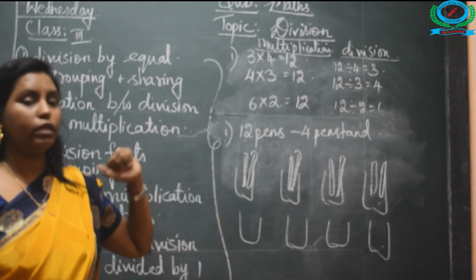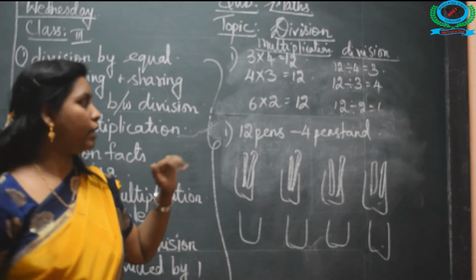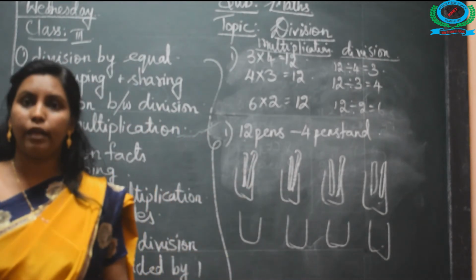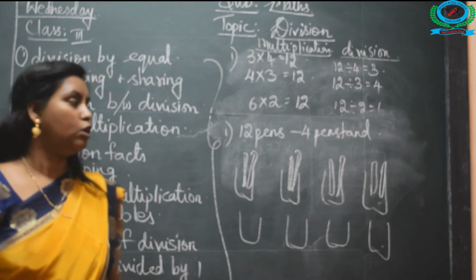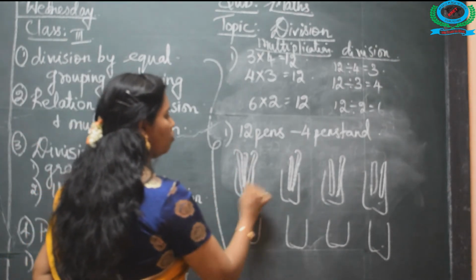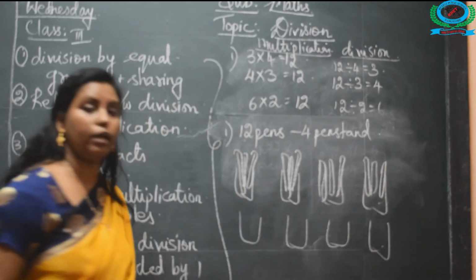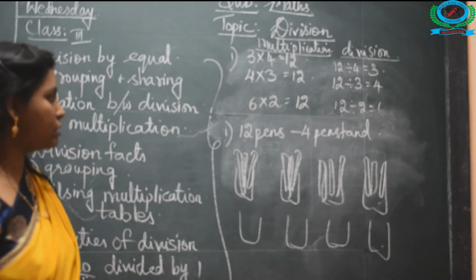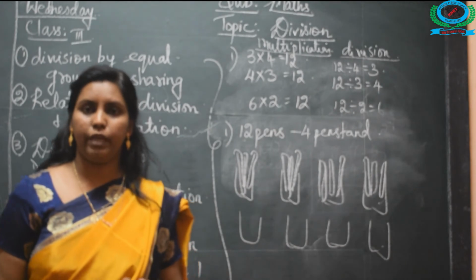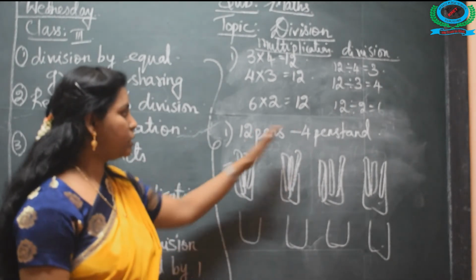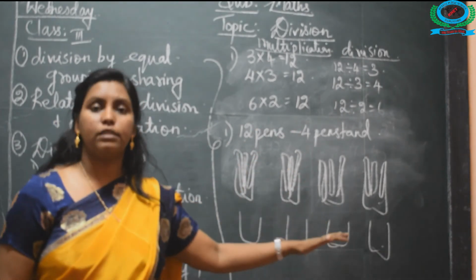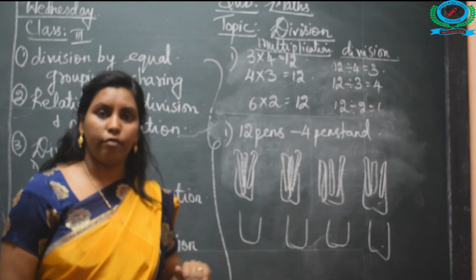So what is remaining now? 12 minus 8, again 4 is remaining. So 4 pens are remaining. That also we will divide here. 1, 2, 3, 4. So now each stand gets 3 pens each. Each pen stand has got 3 pens. Like this we have to divide it.